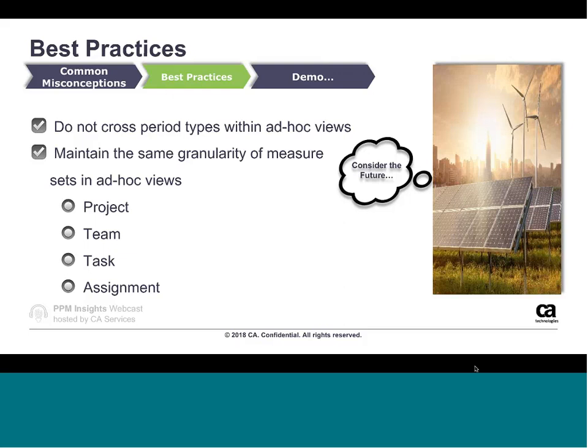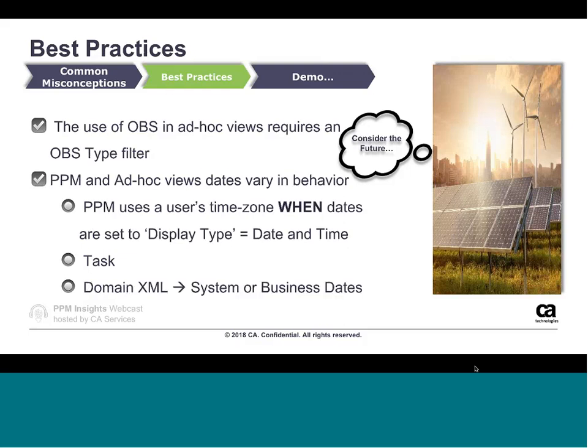Along the same path, you need to be sure that when you're creating the ad hoc views, you maintain the metric and dimension level granularity. So if you are looking at project metrics, be sure that you're using project dimensions. If you mismatch them, it is possible that you'll see duplication that you may not expect. So at any point in time, if you're leveraging the ad hoc capabilities and you see duplication, please take a look at the granularity of the metrics that you're using. Another key item is that if you're using OBS within the ad hoc views, please be sure to have your OBS type filter accounted for, because you will see duplicated records.